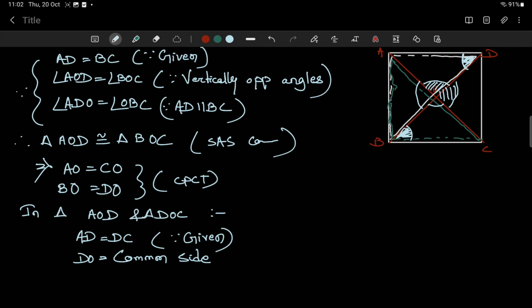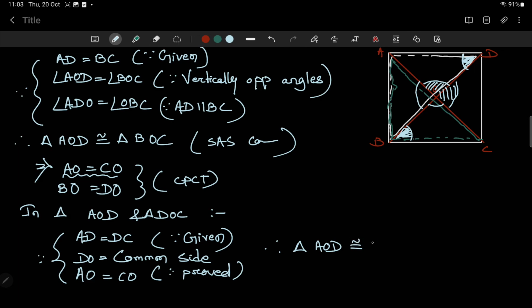And what else can we write as the same? This equals this. AO equals CO, we just proved that, so we can write AO equals CO. This is proved now. Hence we can write that triangle AOD is congruent to triangle DOC due to SSS congruency.